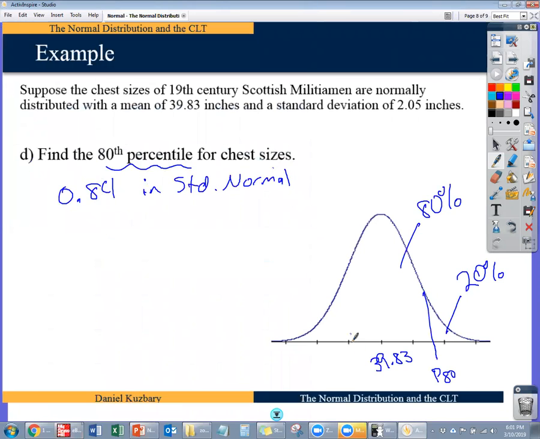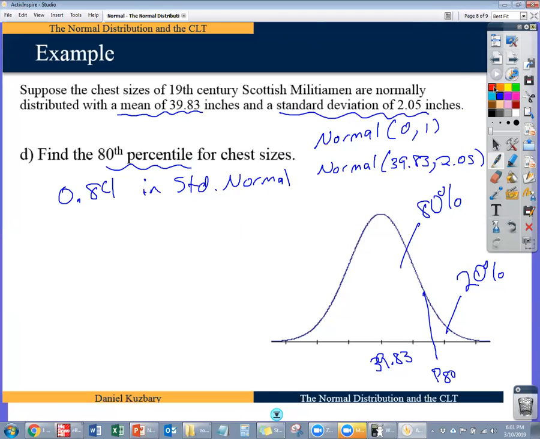But we're not in standard normal land. We're in this normal distribution where the mean is 39.83 and the standard deviation is 2.05. So I can't necessarily just say that's my answer, because this doesn't really mean anything when you're talking about chest sizes. Like, this isn't actually a chest size. It's just way too small. I've got to take this number and convert it to this particular normal distribution. So I've got to go from a normal 0, 1 to a normal 39.83, 2.05. So now let's just think about how to do this for a second.